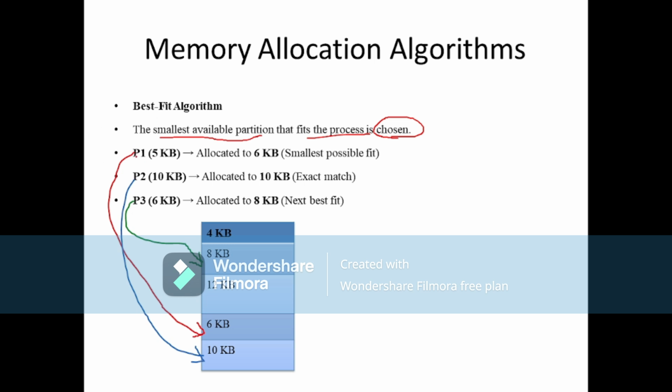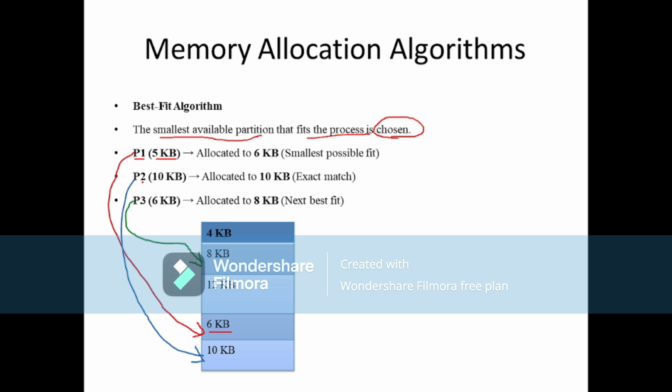Again, let's have the same example. We have a process P1. What is the size of process P1? 5 kb. So it starts searching. 4 kb can be allocated? No. Okay, 8 kb. Is this the smallest possible fit? No. 12 kb. Is it the smallest possible fit? No. 6 kb? Yes, but let's see 10 kb. Okay, so if you compare 8, 12, 6 and 10, you find out that 6 kb is the smallest possible fit for our P1. So this particular partition will be allocated to our process P1.